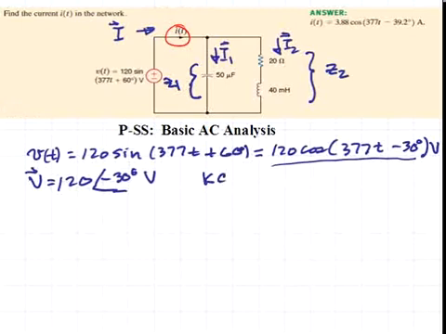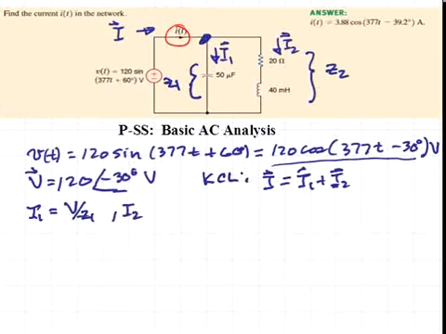By Kirchhoff's current law, we'll use the phasor domain and say that I is equal to I1 plus I2, and that would be summed at this top node in the circuit. And the expressions: I1 will equal the voltage V, the applied voltage, divided by Z1, and likewise I2 will be the voltage V divided by Z2.